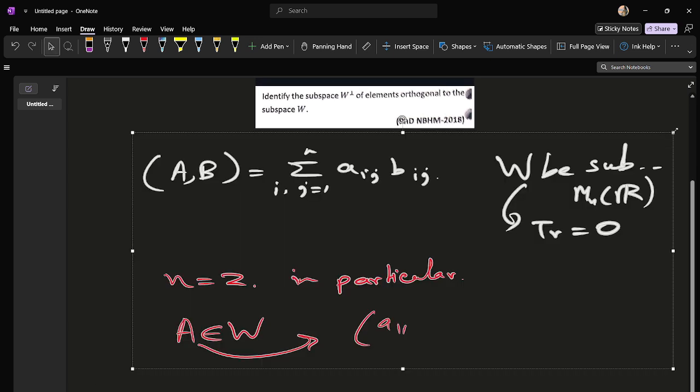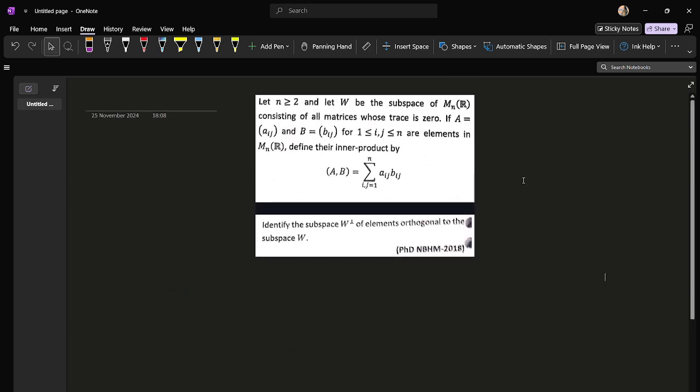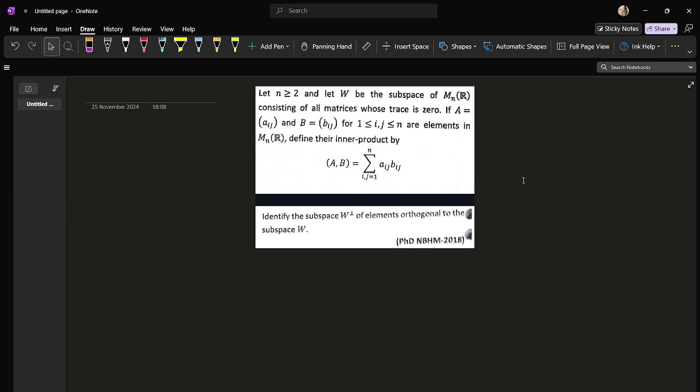So, this is from the year 2018. The question is telling us: let n be greater than or equal to 2 and let W be a subspace of M_n(R). That means M_n(R) consists of all matrices of order n with real entries. So W is a subspace of that consisting of all matrices whose trace is 0.